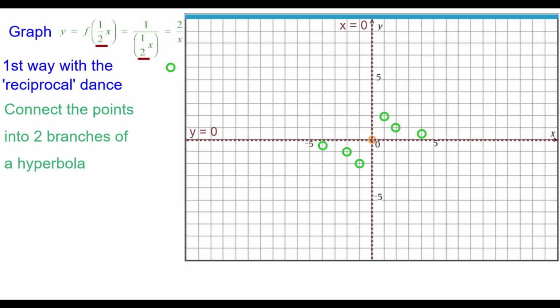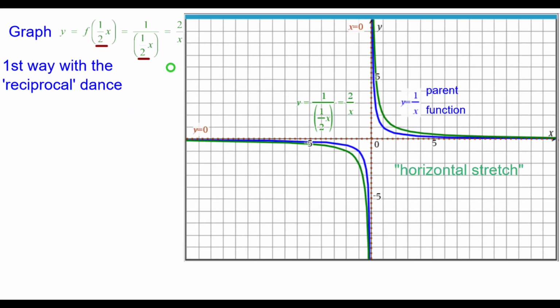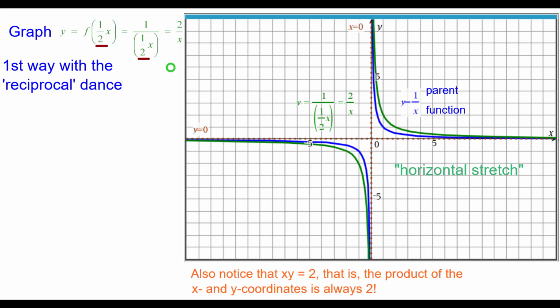We'll connect the points into 2 branches of a hyperbola and compare it to the parent function. And the green one is a horizontal stretch of the blue parent function. Also notice that this is also equivalent to xy equals 2. That is, the product of the x and y coordinates is always 2 on the green function.